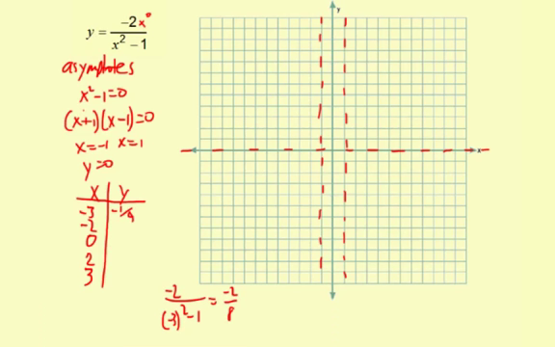Here, let me switch colors. So -3, -1/4, so right there, roughly. Input a -2. It's going to be -2 over -2 squared minus 1. So it's going to be -2 divided by 4 minus 1, or 3, so -2 over 3, -2/3. So -2, -2/3. Then input is 0, it would be -2 over -1, which is 2, so it'll be 0, 2.